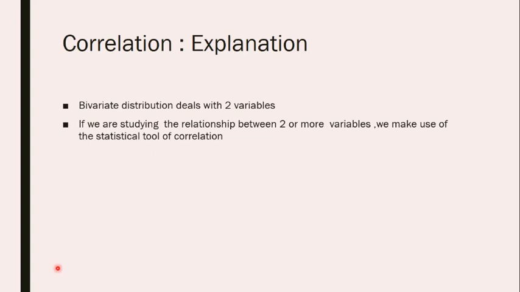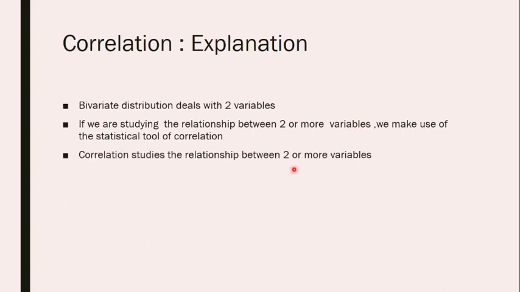Now, if there are more than two variables, we can also study the relationship between more than two variables. And for that, we make use of a statistical tool called correlation. So correlation is nothing but a statistical tool that is used for studying or analyzing the relationship between two or more variables.